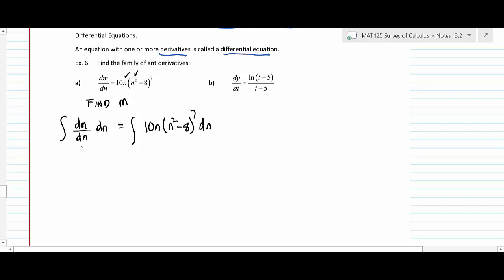All right, what do you think the integral of dm over dn is? M, okay. What did we do? If you do the derivative of m, you get dm, right? So that's going to be m. That's the reason we did that. Now we have to focus on doing this integral right here, 10n times (n squared minus 8) to the 7th.